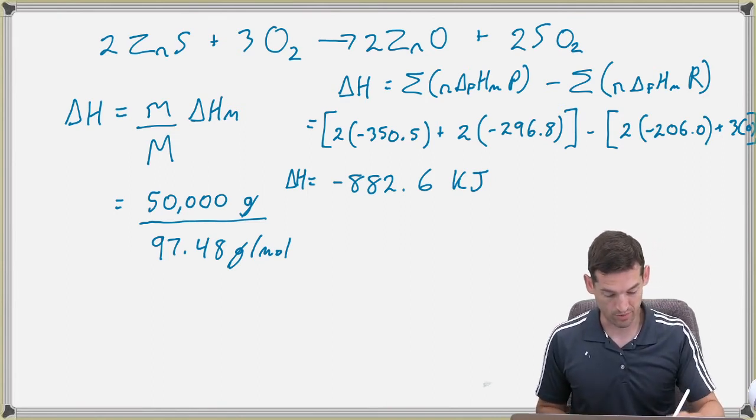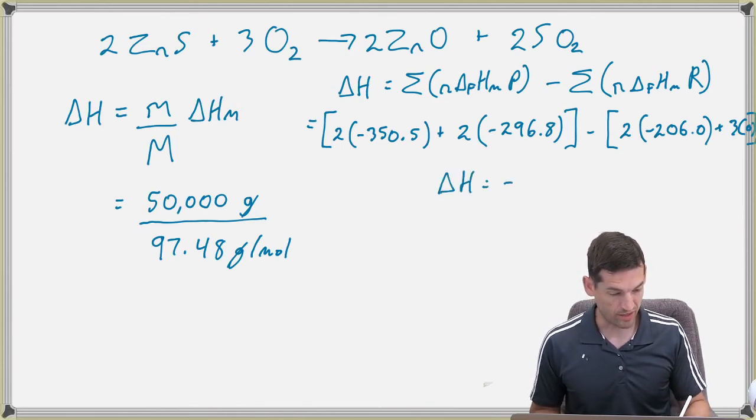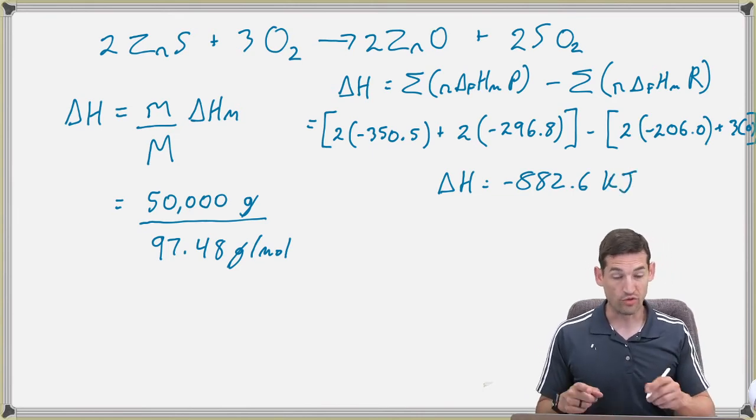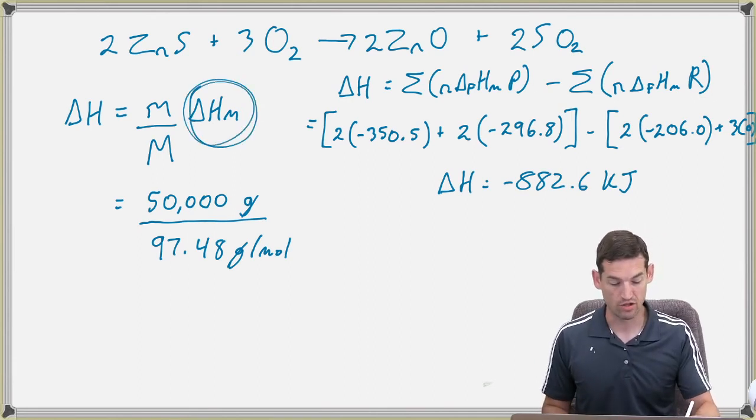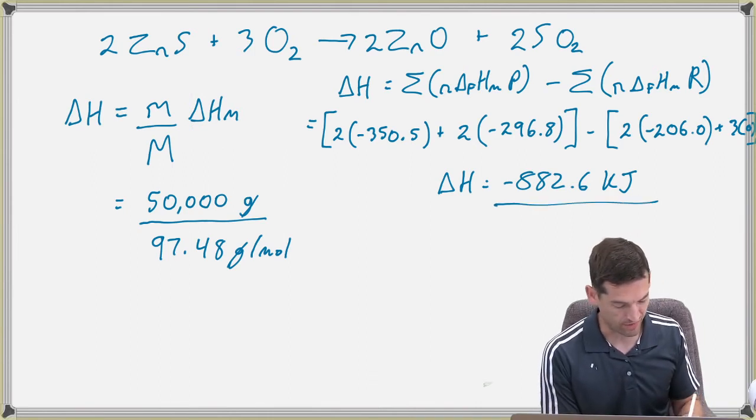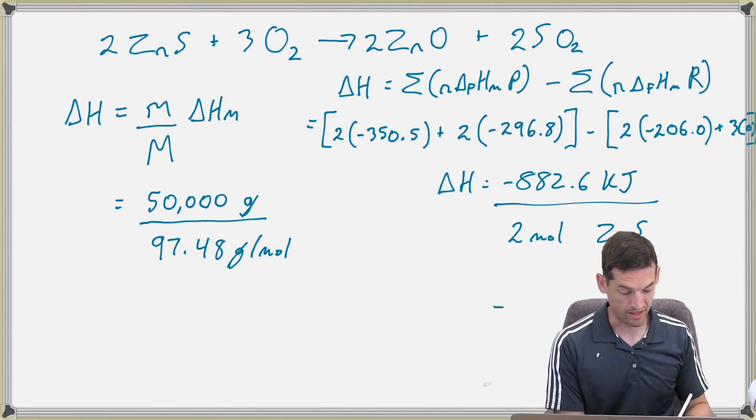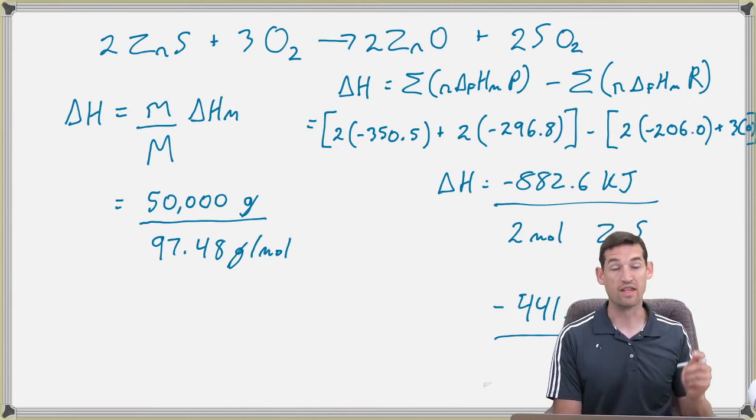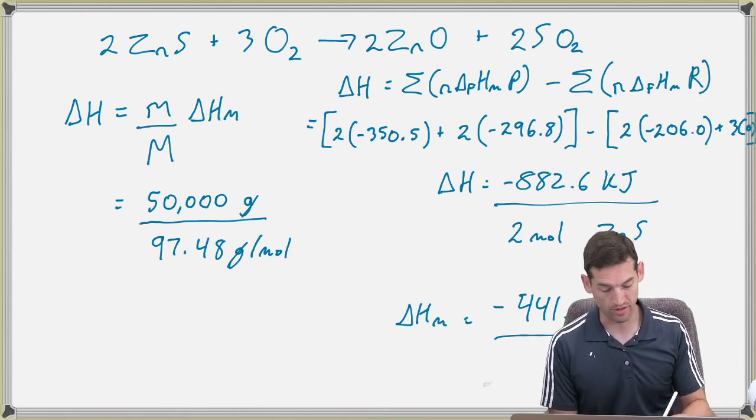Actually, let me slide that over so I've got some more room here. So delta H is equal to negative 882.6 kilojoules, if I did that right. But over here in this problem, remember I need a delta HM, not a delta H. So I need to change this by taking that and dividing by, my balanced equation has 2 moles of the zinc sulfide. So then I get negative 441.3 kilojoules per mole. That's the delta HM. And now I can put that in my formula over here.